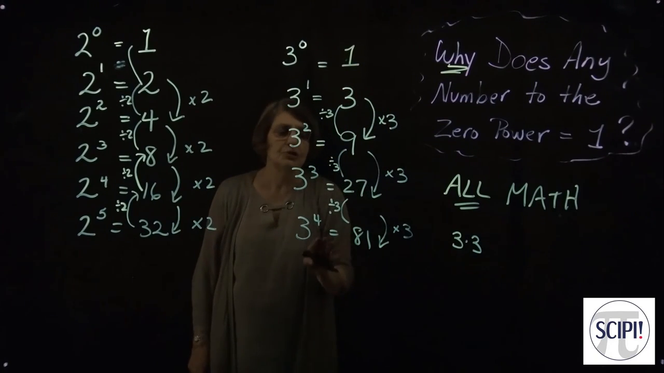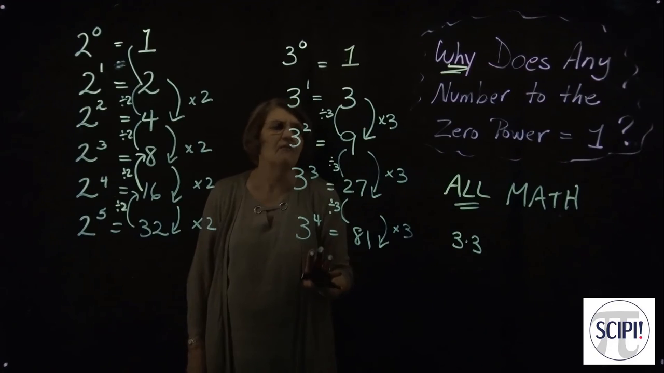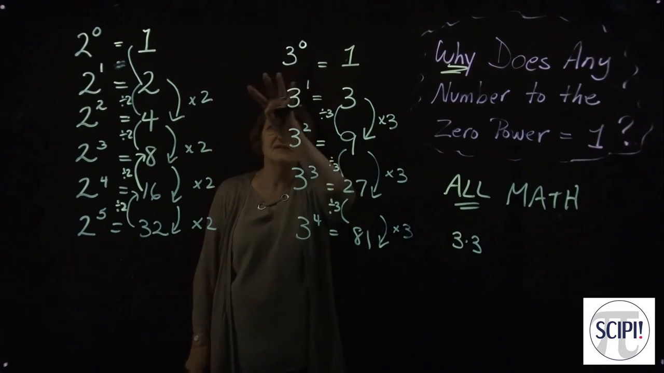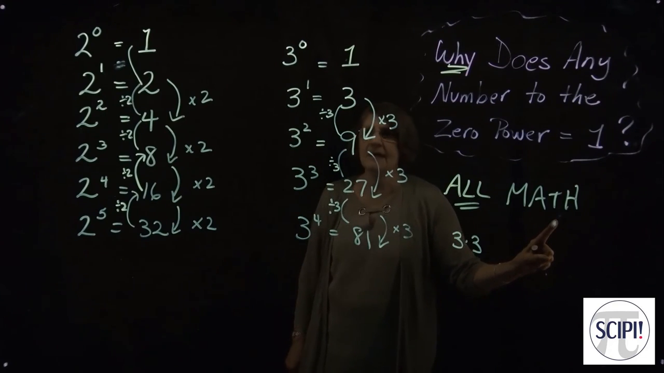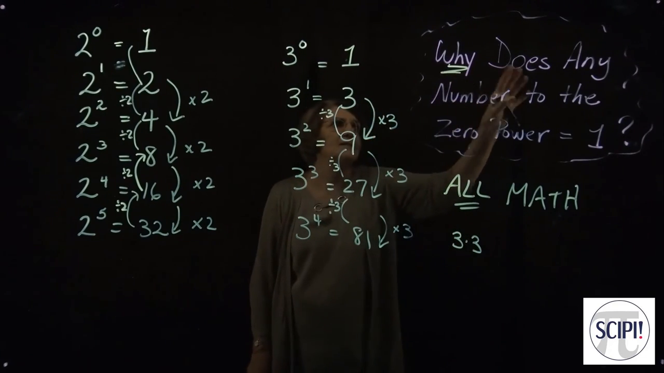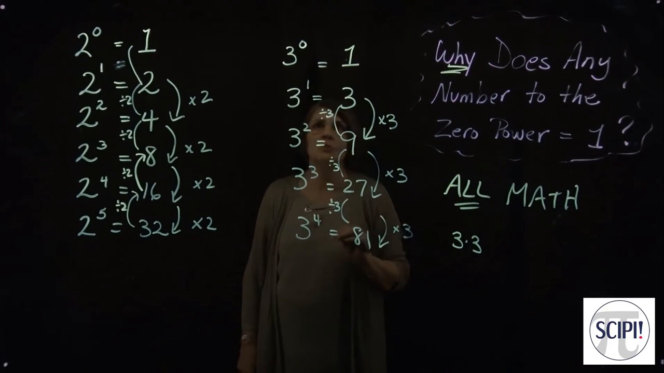So now what I want you to do is try a couple of numbers by yourself and see if this doesn't happen. And I bet it will, because all math is based on patterns. So now you know why any number to the 0 power equals 1.